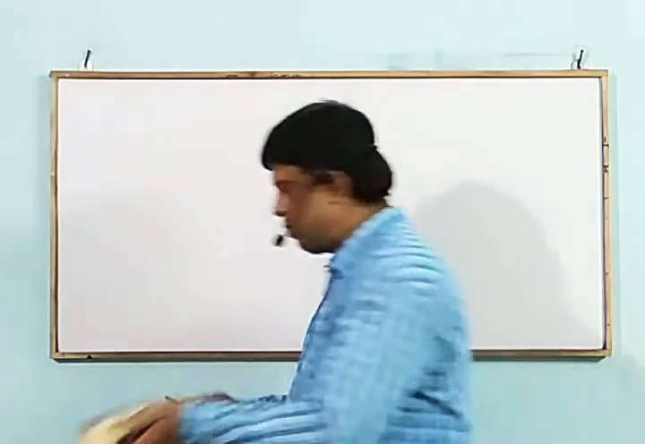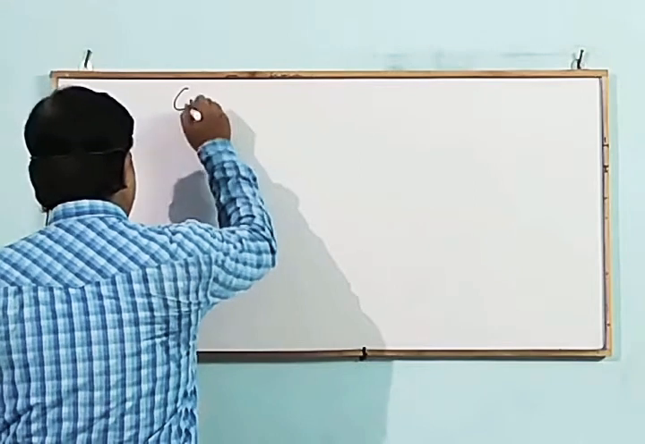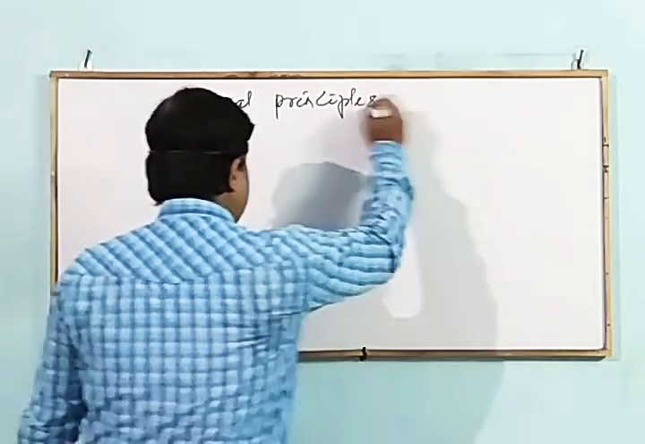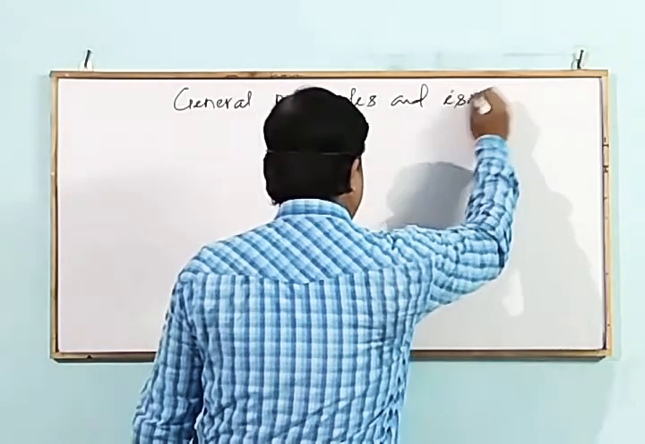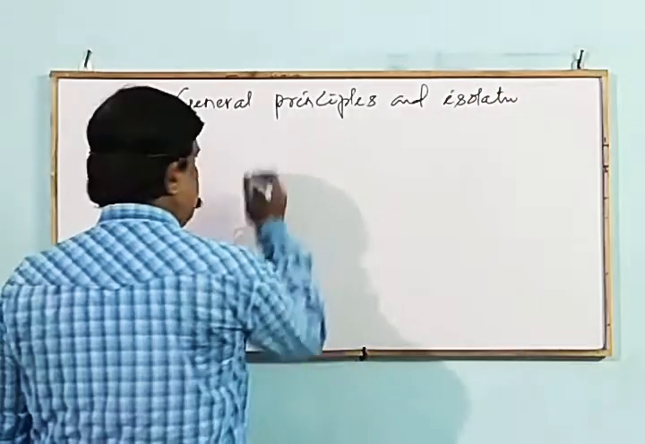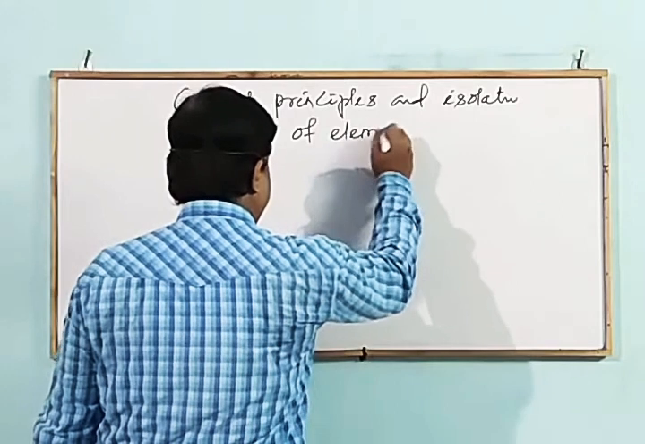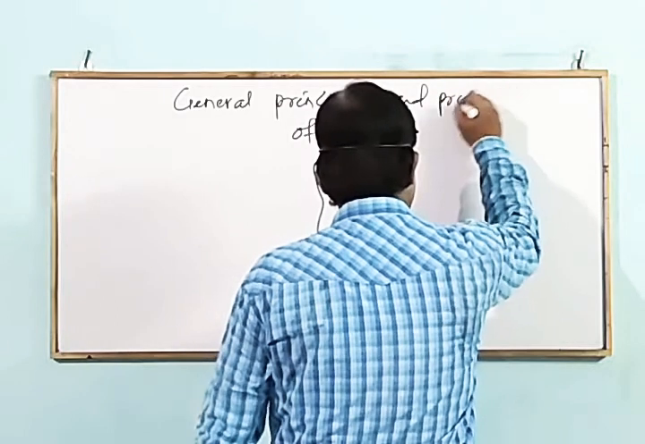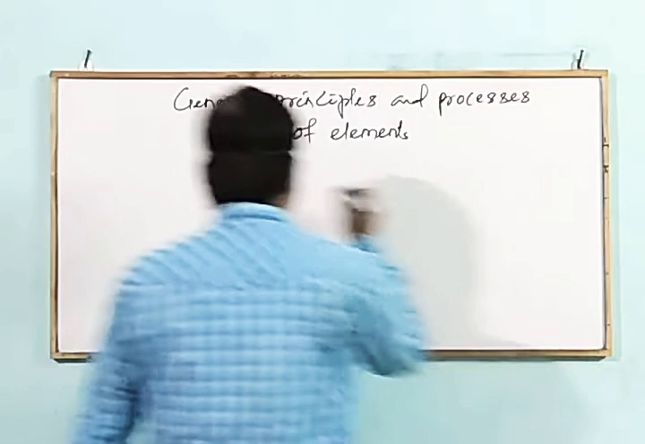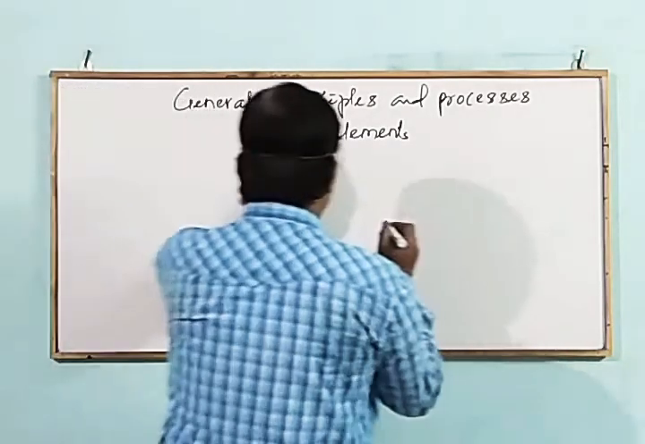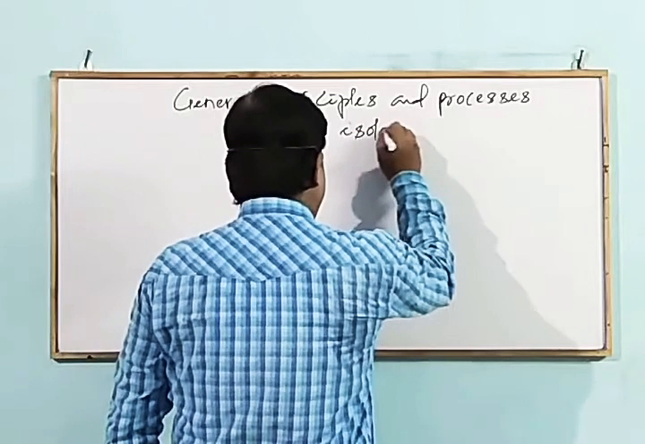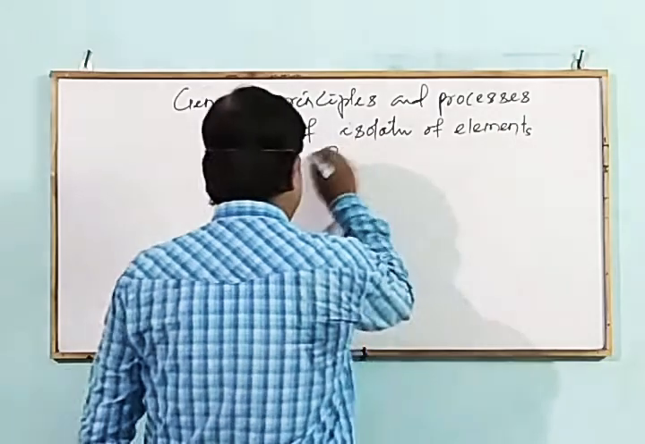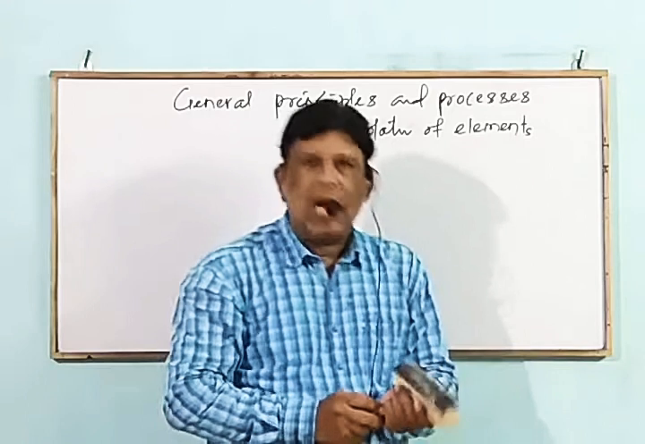The chapter name is General Principles and Processes of Isolation of Elements, or we simply say the metallurgical operation.